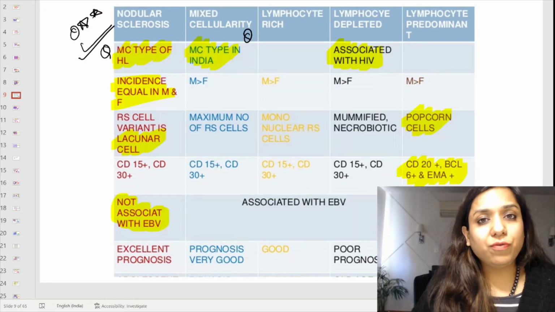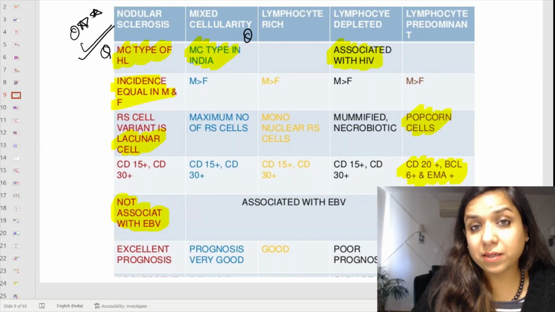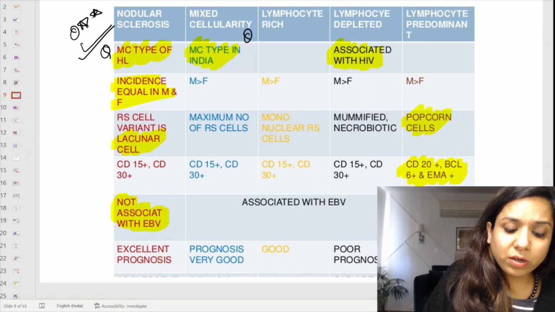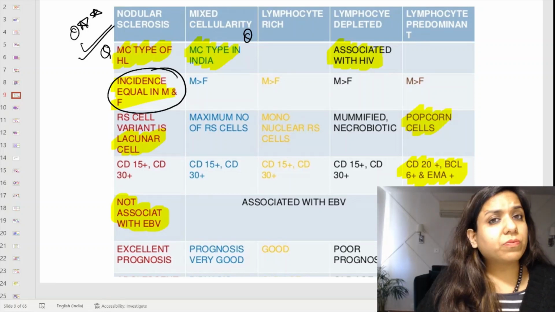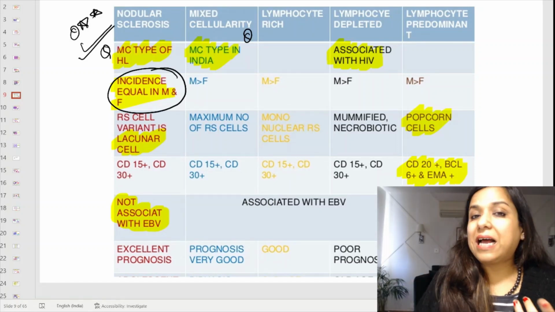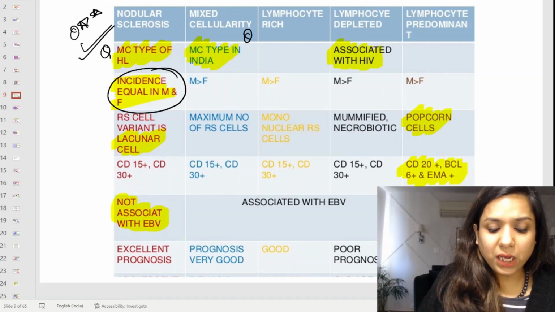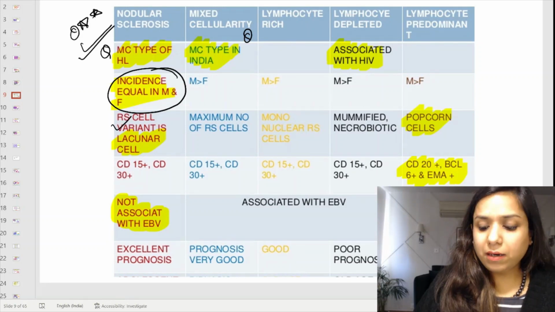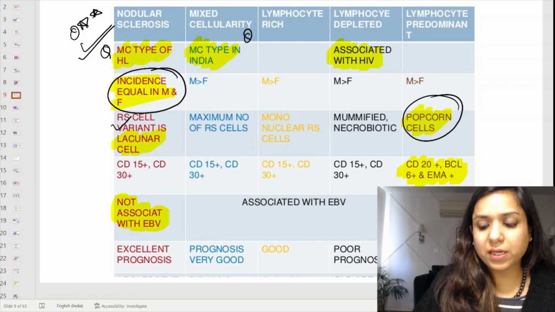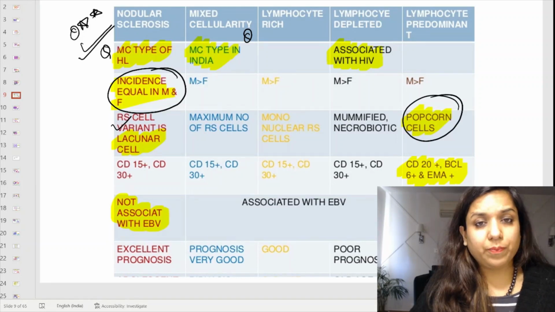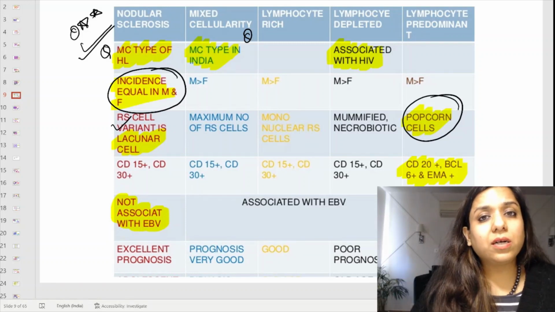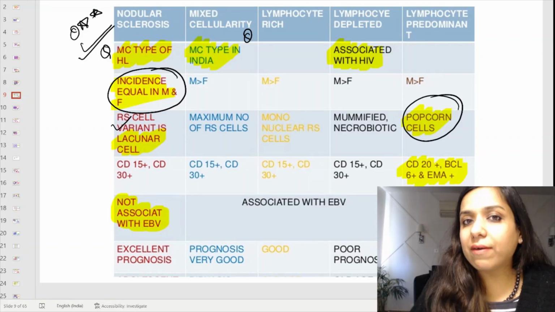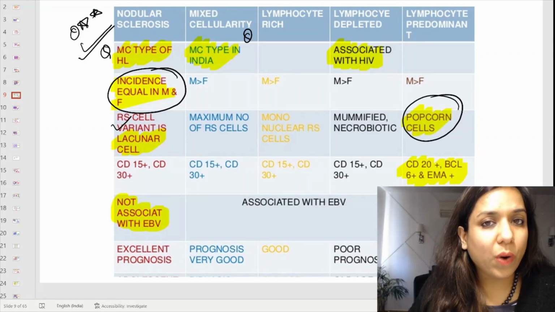Remember, all types of Hodgkin's lymphoma are more common in males, right? Except for nodular sclerosis, which occurs equally in males and females, correct? Then, I've already told you, lacunar variant you see in nodular sclerosis, and lymphohistiocytic variant or popcorn cell you see in NLPHL. Now, once this question was also asked, which is the type of Hodgkin's lymphoma which is never associated with Epstein-Barr virus, right?